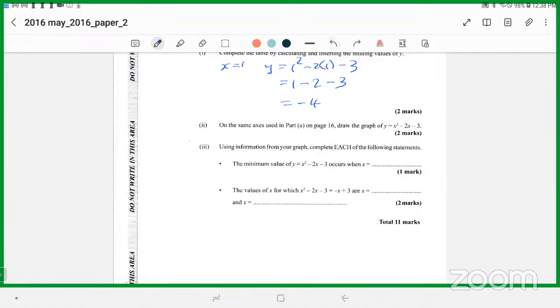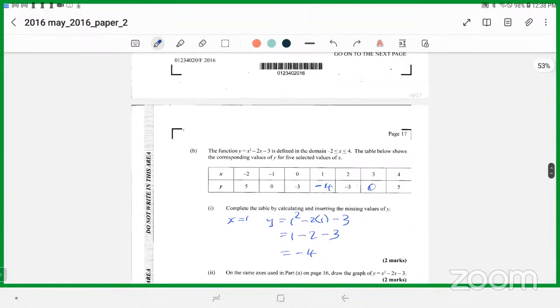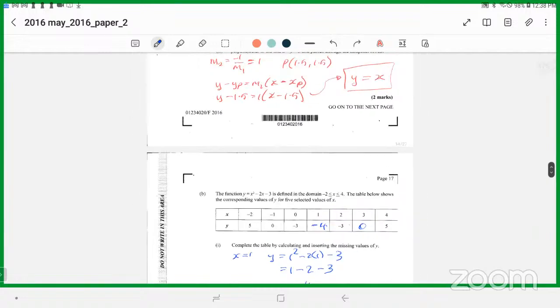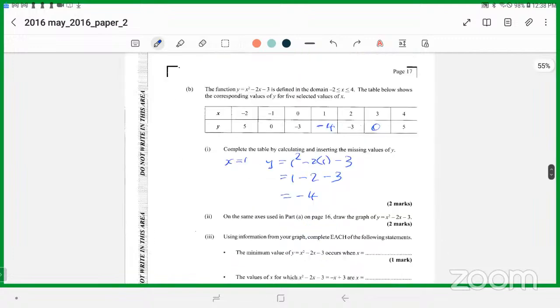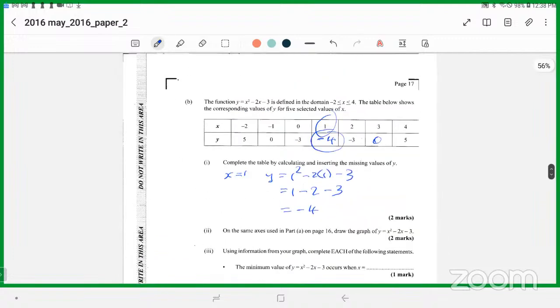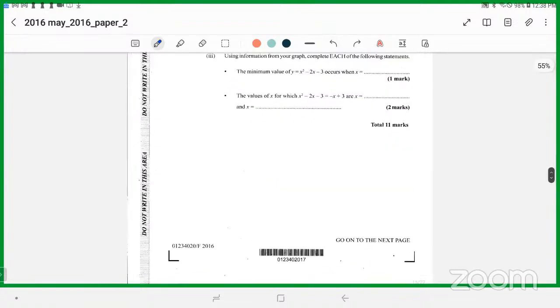Ready? It says the minimum value, not the minimum point, you know. The minimum value occurs when x equals right here, 1. On the graph, you can see it. Right here, the minimum value is negative 4. So when x equals 1. Then they ask for the minimum value. If you want the minimum value, it will be negative 4, lowest y value. Well, it occurs when x equals 1, right here. The minimum value is when x equals 1.